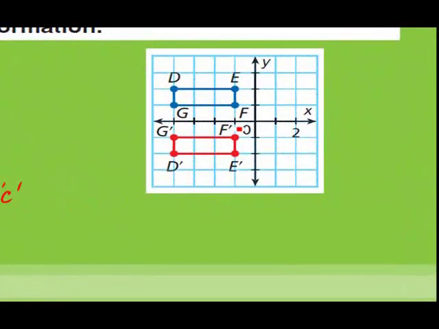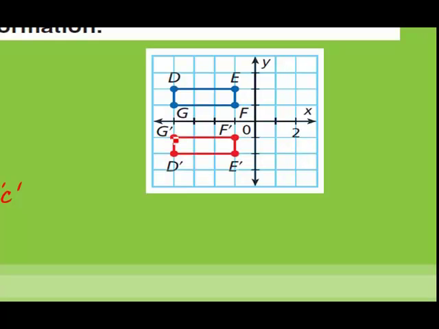And here, when I first look, I think, wait a minute, this could be a translation. Maybe we just took this rectangle, EFGH, and slid it down. So I see if that's the case, but I look here, if I were to take this blue one and slide it down, then E would be on top of F prime, and F would be on top of E prime.